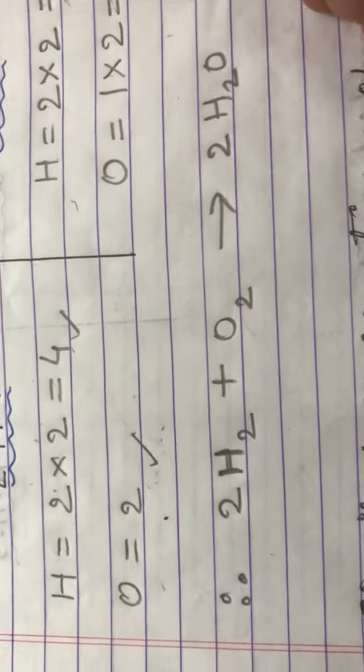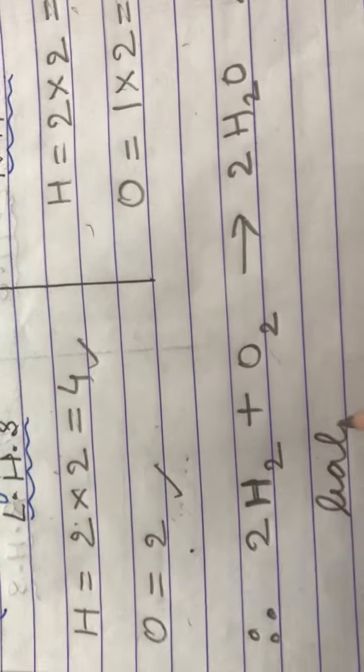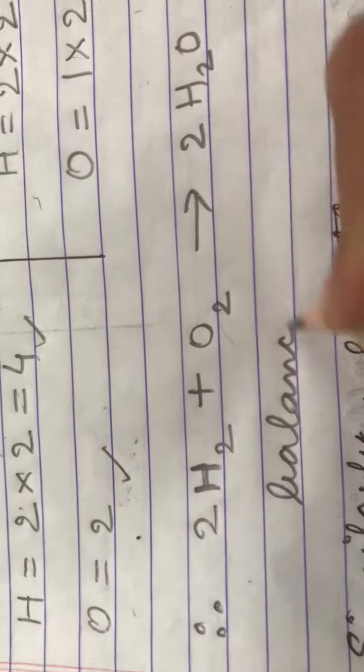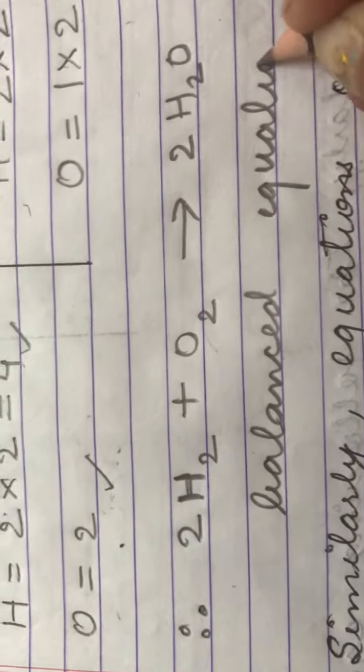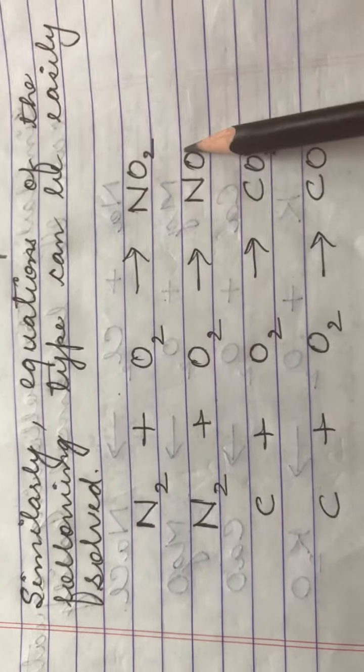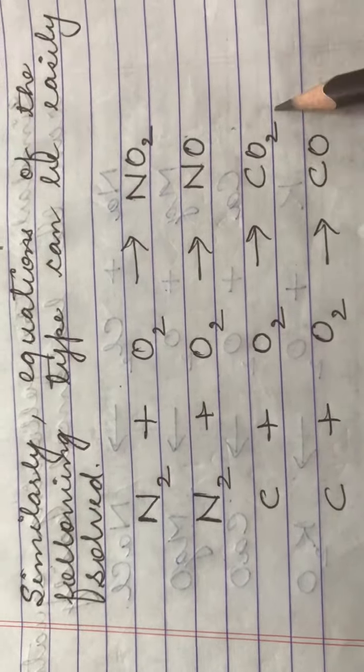2H2 plus O2 giving 2H2O is a balanced equation. You all must mention this line when you end the question. So this is how we can actually balance other similar equations of the form N2 plus O2 giving NO2, N2 plus O2 giving NO, C plus O2 giving CO2, C plus O2 giving CO. All these equations can be balanced in the similar way.